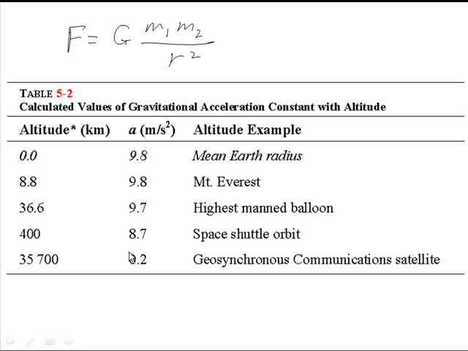If we go up to the highest satellites we send, or some of the highest satellites we send, the geosynchronous communication satellites, that's almost 6 times the radius of the Earth, so we would expect it to be 1/36th the acceleration, and that is about right. It gets down to about 0.2 meters per second squared at the geosynchronous satellites. So you see, we have to get very far from the Earth before gravity starts dropping significantly.